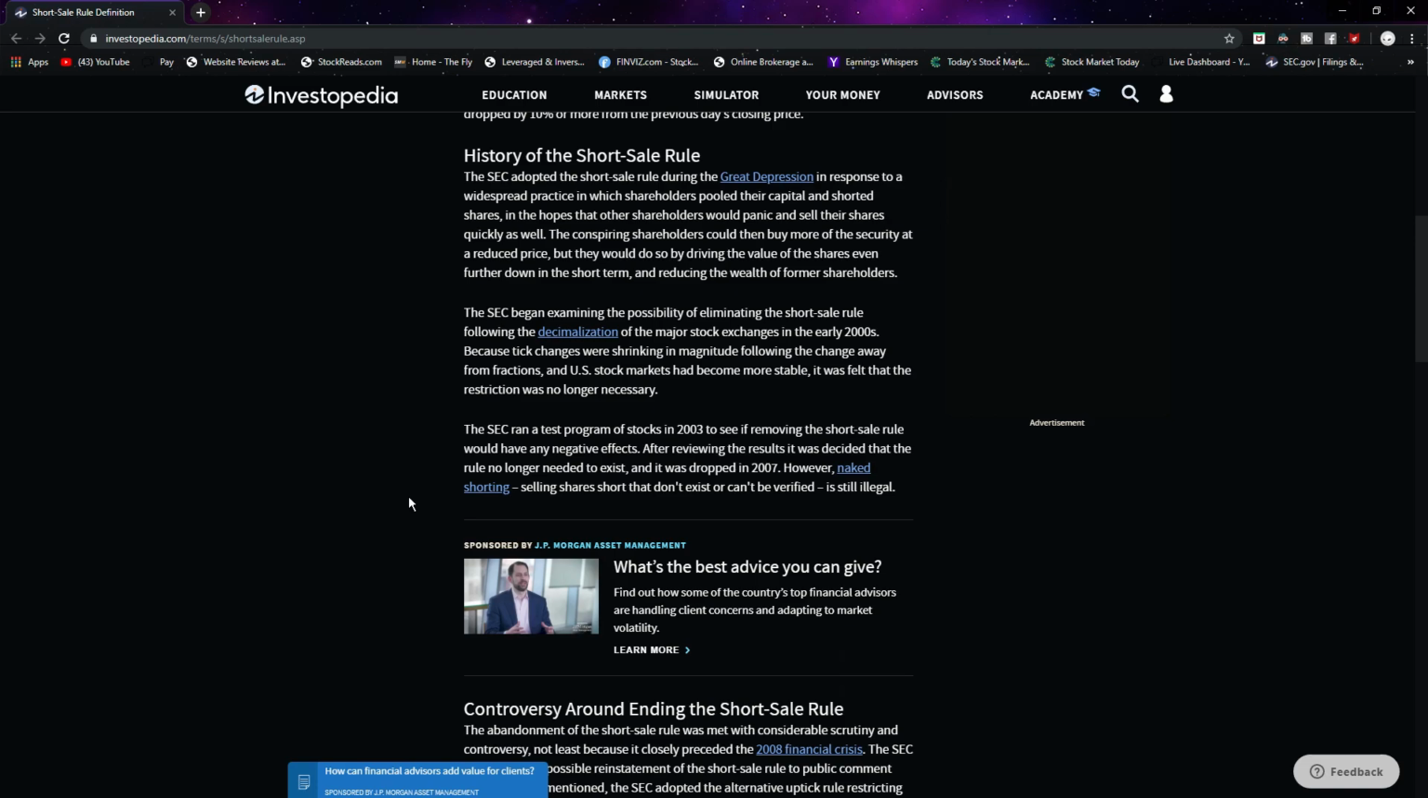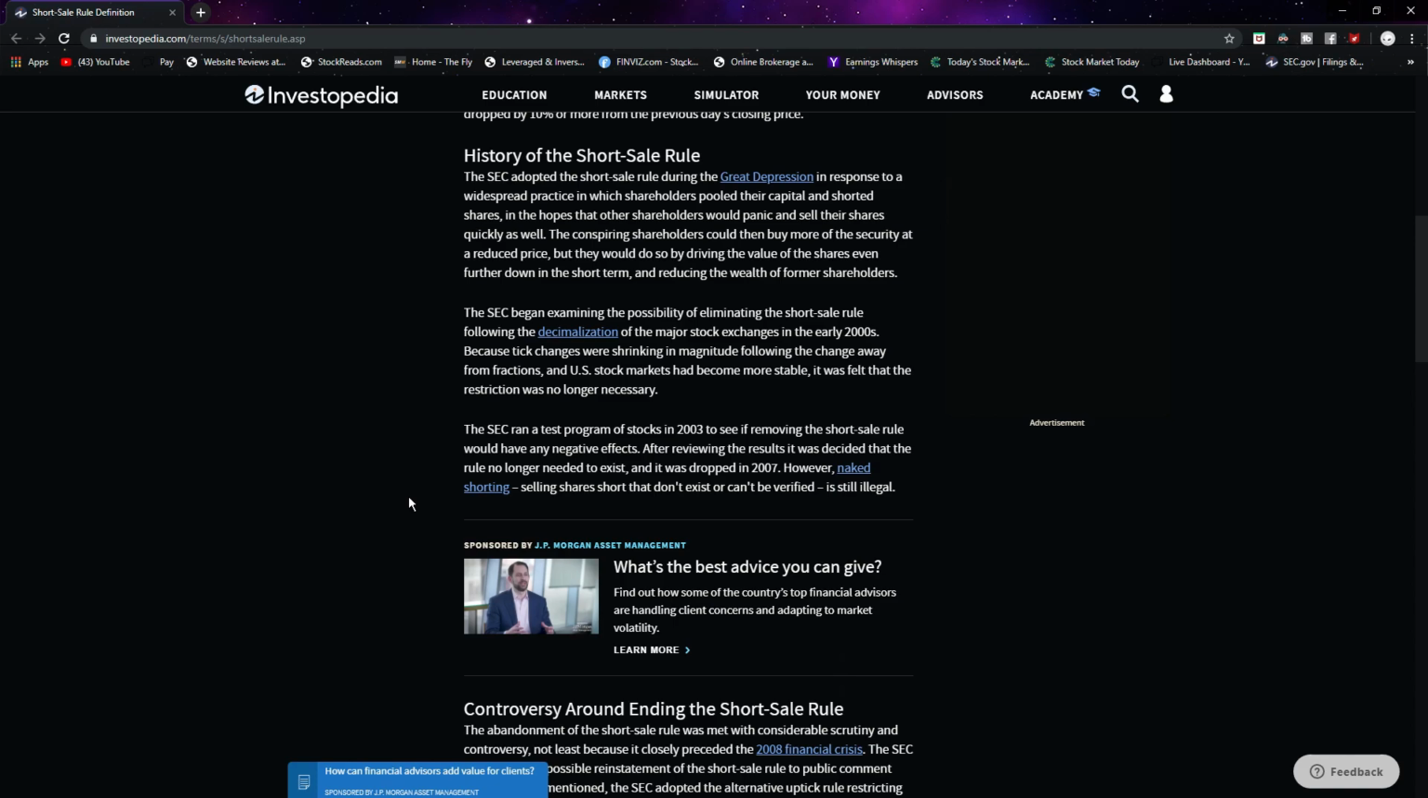The SEC adopted the short sale rule during the Great Depression in response to a widespread practice in which shareholders pulled their capital and shorted shares in hopes that other shareholders would panic and sell their shares quickly as well. The conspiring shareholders could then buy more of the security at a reduced price, but they would do so by driving the value of the shares even further down in the short term and reducing the wealth of former shareholders.